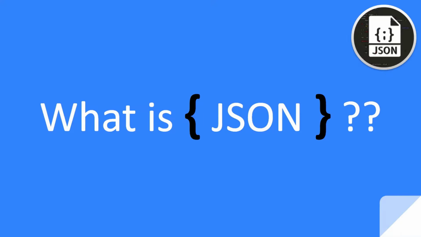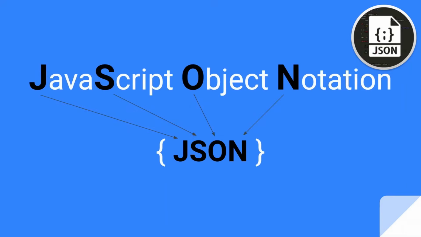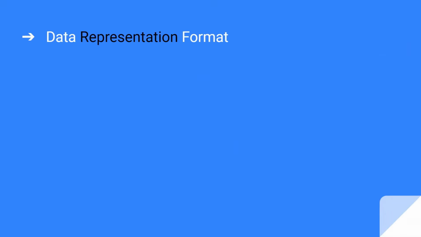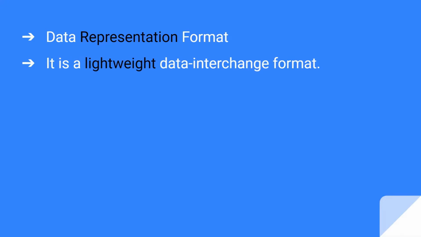Alright, let's start with the simple question, what is JSON? So JSON stands for JavaScript Object Notation, very similar to JavaScript Object Literals, and also it is a subset of JavaScript. It is a data representation format like XML and YAML, but it is popular because of its lightweight and smaller size compared to XML for data interchange.